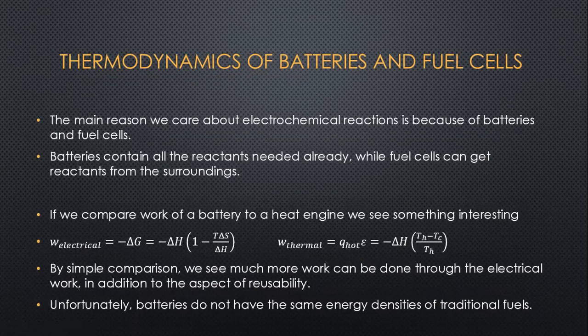But the main reason we care about all this is because of batteries and fuel cells. Batteries contain all the reactants needed already, while fuel cells can get the reactants from the surroundings. If we compare the work of a battery to a heat engine, this is something very interesting. The electrical work is equal to negative delta G, which is equal to negative delta H times 1 minus T delta S over delta H, while the thermal work is equal to Q hot times the efficiency, whereas delta H times T hot minus T cold over T hot.